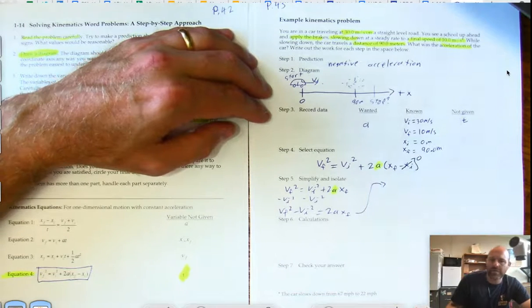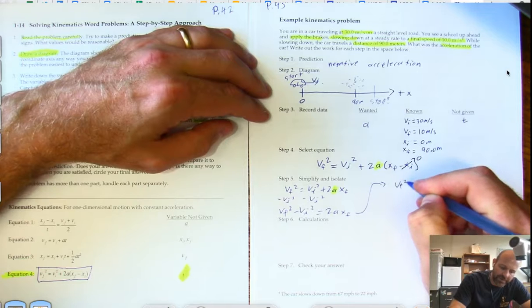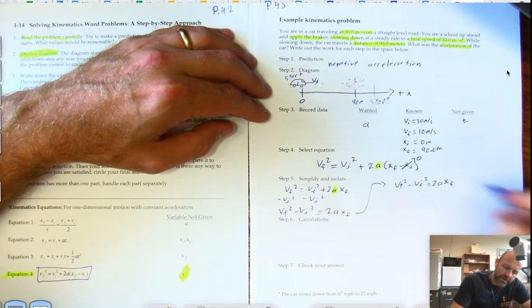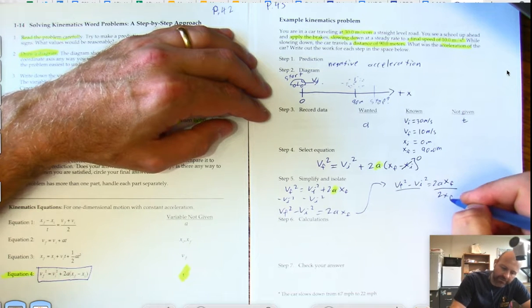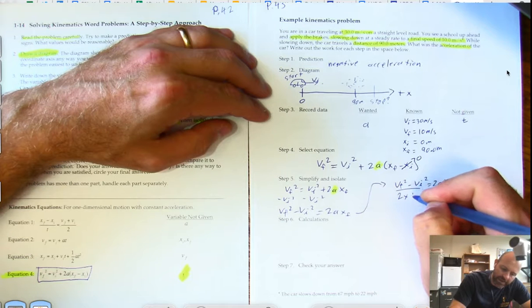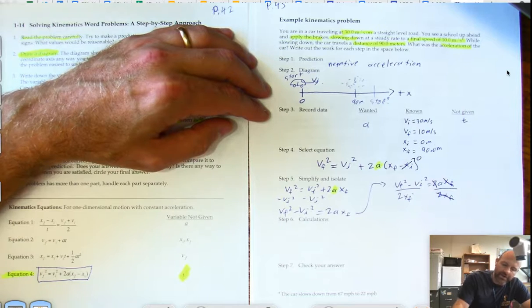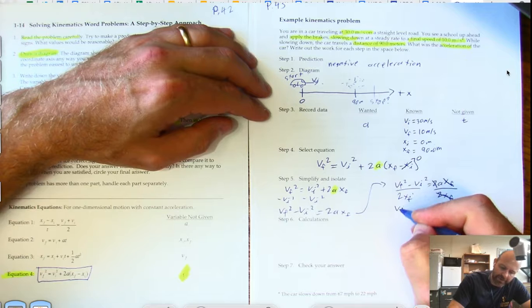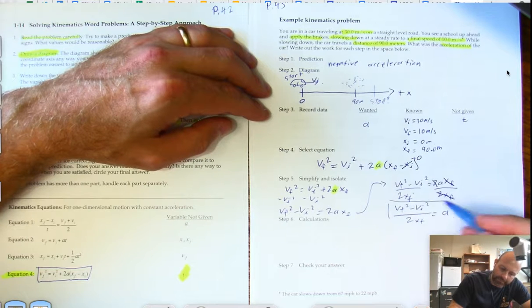I'm going to move over to have another line of algebra. I'll just rewrite that. V final squared minus V initial squared equals 2a x final. I'm going to divide both sides by 2x final because that's going to get rid of these two terms. And I'm going to leave a on one side, and then that'll leave this here. So I've got V final squared minus V initial squared over 2x final equals the acceleration.